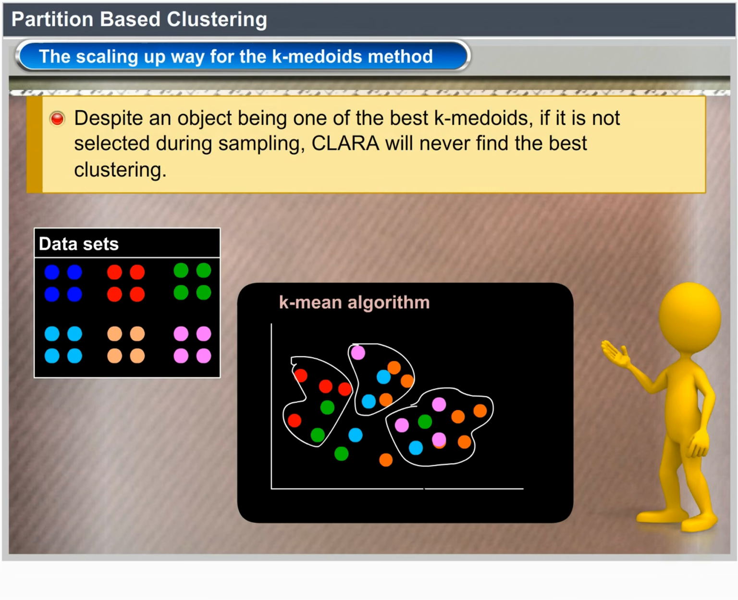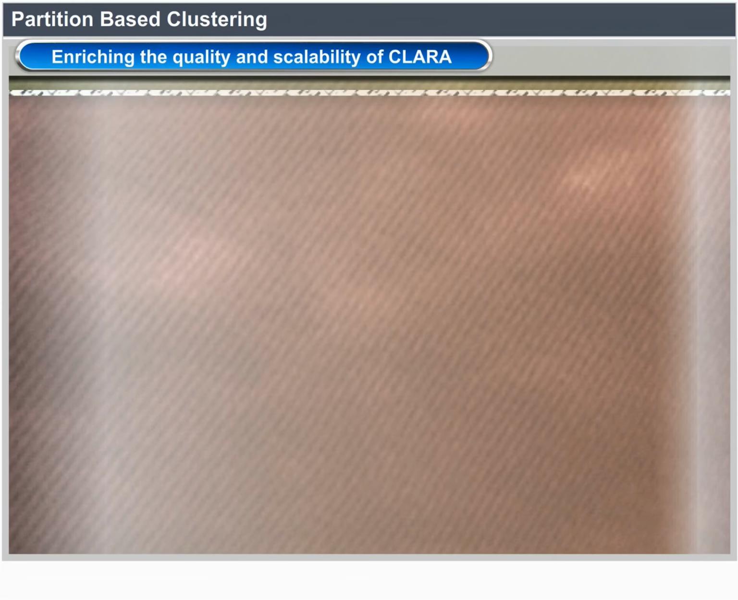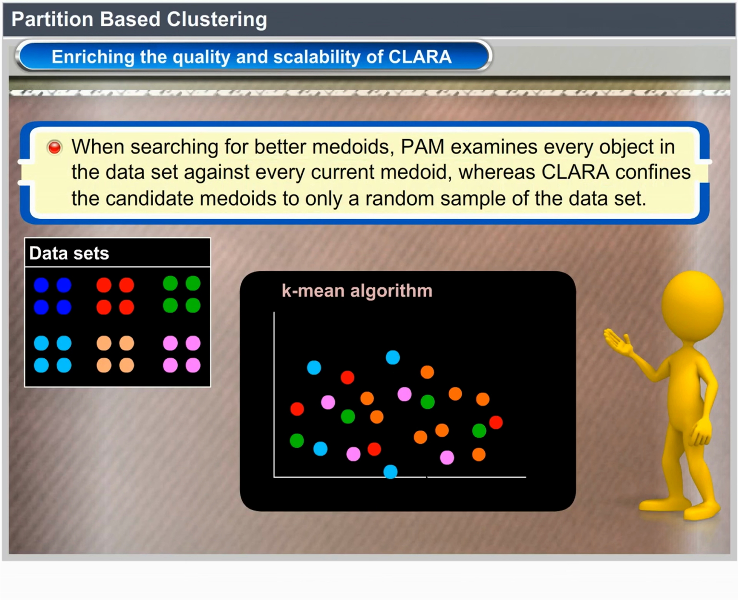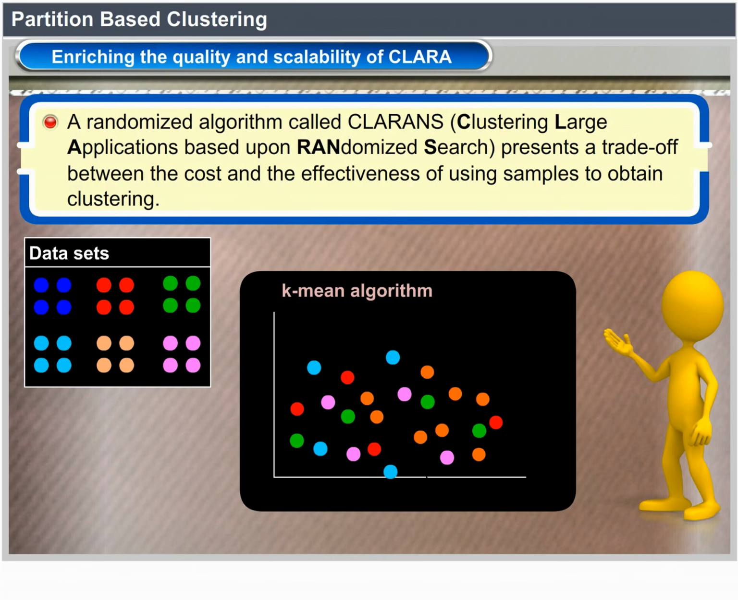When searching for better medoids, PAM examines every object in the dataset against every current medoid, whereas Clara confines the candidate medoids to only a random sample of the dataset. A randomized algorithm called Clarans, clustering large applications based upon randomized search, presents a trade-off between the cost and the effectiveness of using samples to obtain clustering.